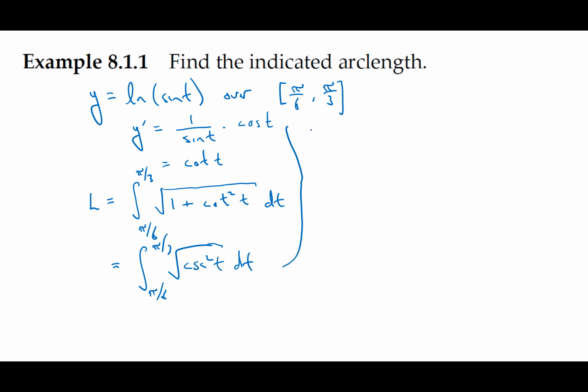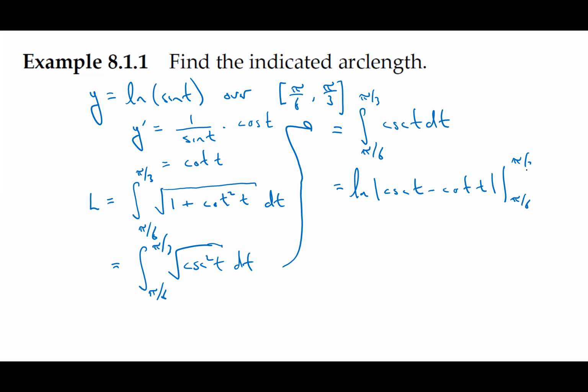dt, from pi sixths to pi thirds, of cosecant t dt, and then the integral of cosecant is natural log of cosecant minus cotangent, from pi sixths to pi thirds.